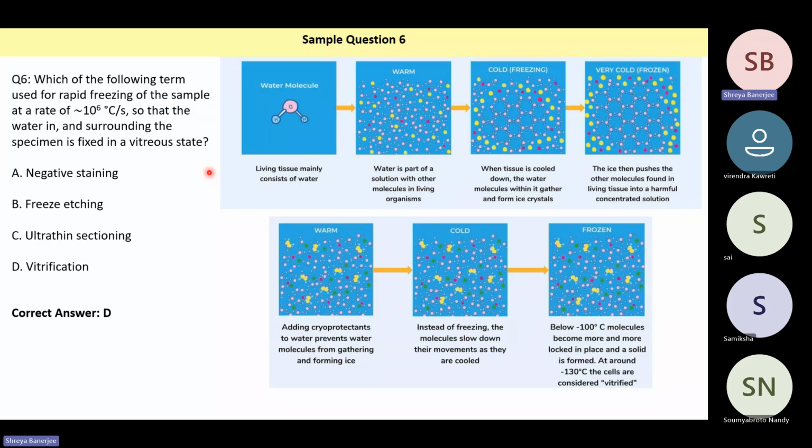But if you are freezing it very fast, at this fast of a rate, then the water does not have time to form this kind of a crystal. It will just be frozen in the native orientation. And so the cell is also maintained in the native orientation. It does not destroy the cell structure. So water in this state is called crystalline water, and water in this state is called vitreous water. And so it is called vitrification because you are freezing the water in a vitreous state. That is option D.